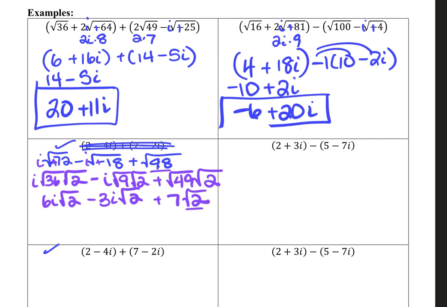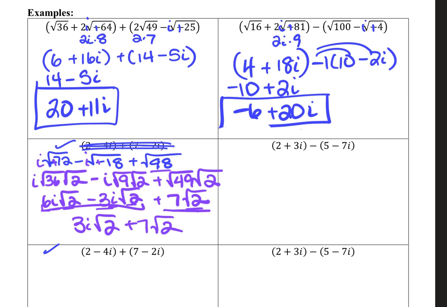So these are all radical 2, so these are all like radicals, but these two are the ones that have the imaginary part. So all of the weird pieces have to match. With this one, we're going to combine the 6 and the negative 3 and get 3i radical 2. Combine these two. I can't combine it with this one because it doesn't have an i. You just have to keep that in mind when you're doing these.